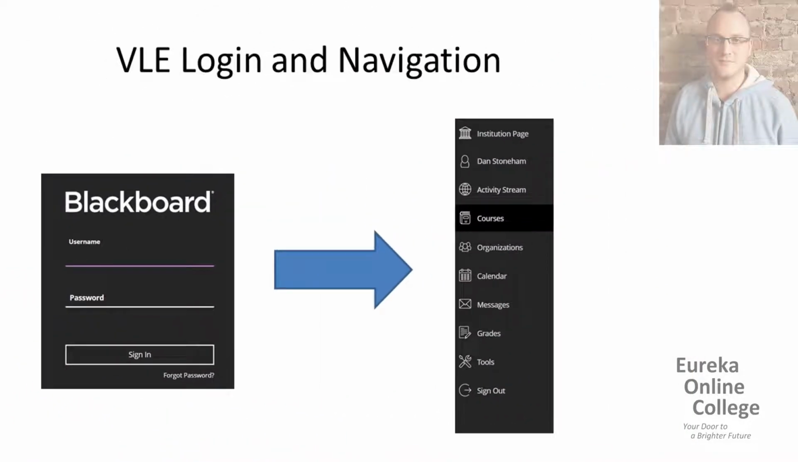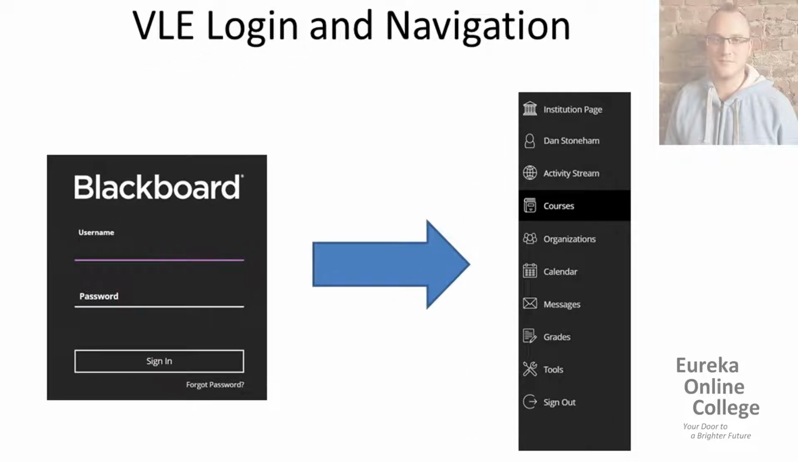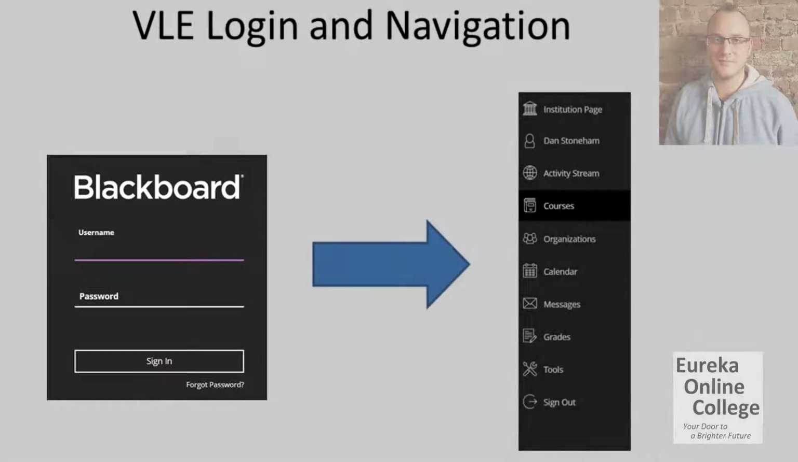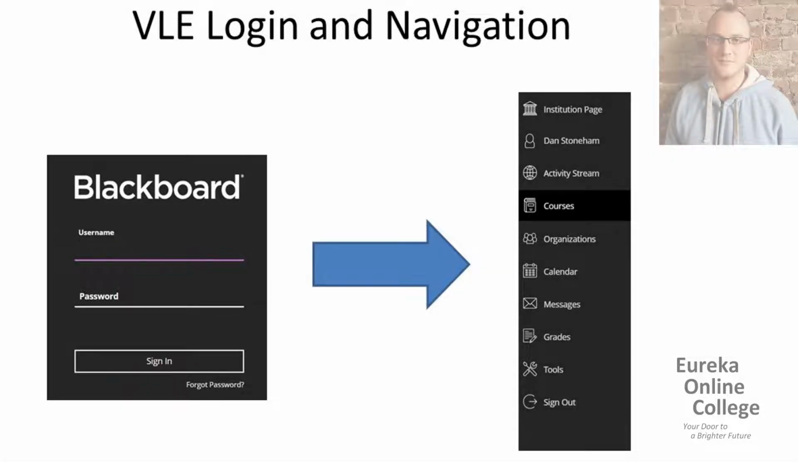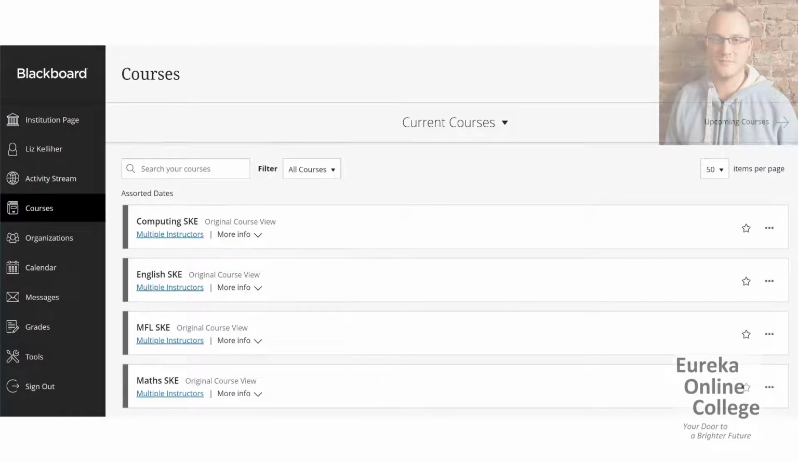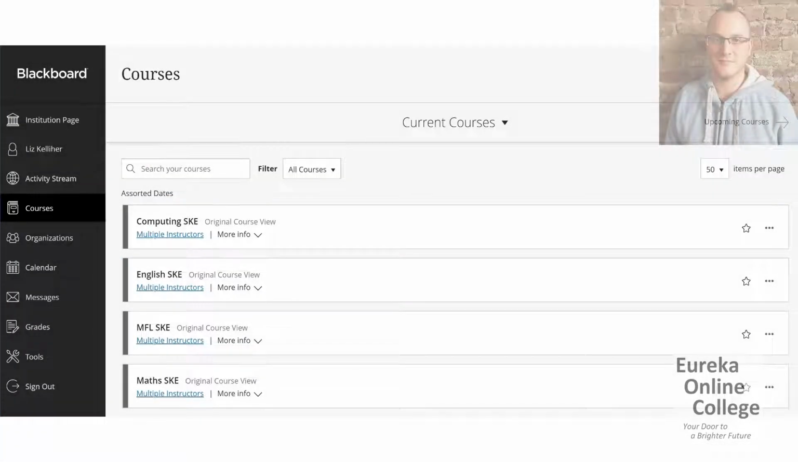So when you get your welcome email, one of the first things you're going to want to do is log into the VLE. The link will be given to you in the email. When you go to the link, you'll see an option to enter your username and password. Those login credentials will also be provided in the welcome email. So just type those in, and when you log in, you'll see a menu on the left that looks like this one here. You want to head down to Courses and click on Courses. And then the course that you're registered for should be listed there.